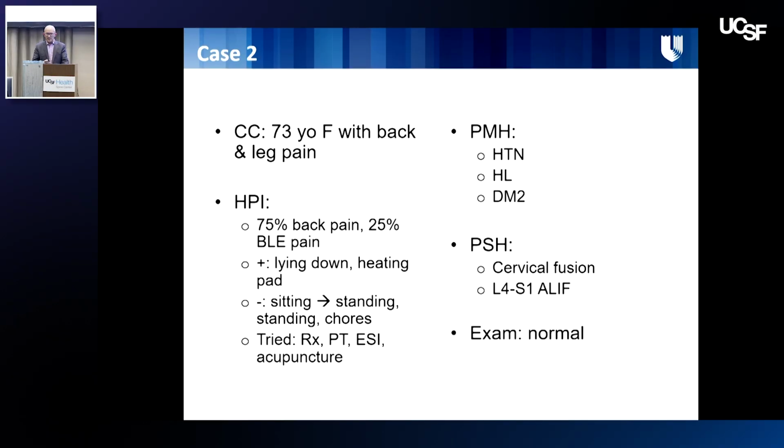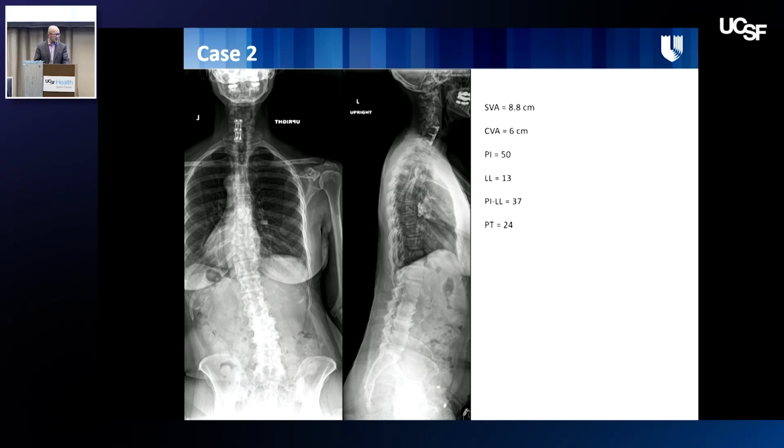This next case isn't a de novo case per se, but I did want to demonstrate maybe the utility of ACR. So this is a 73-year-old woman, again, back and leg pain, more so back pain, mechanical in nature. Of course, tried all the non-operative stuff. Again, a fairly benign past medical history. And she had a previous L4 to S1 ALIF. Her exam also normal.